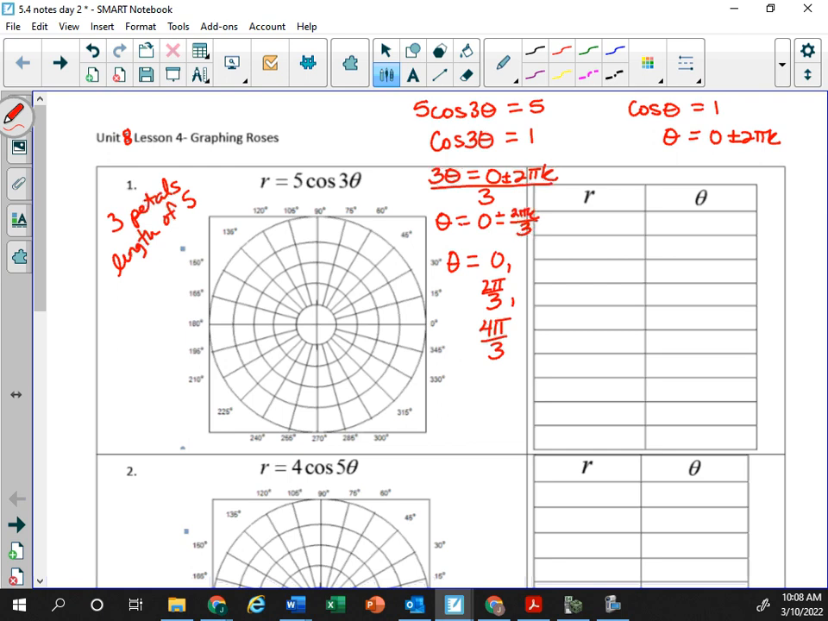So I'm going to plot those points. I'm going to go out here 5, 0. I'm going to go 5, 2 pi over 3. And I'm going to go 5, 4 pi over 3. What do you notice about those dots? Yeah, it's evenly spaced all the way around, right? Your petals should always be evenly spaced like that. If you ever have two petals really close and one far away, something didn't go right.